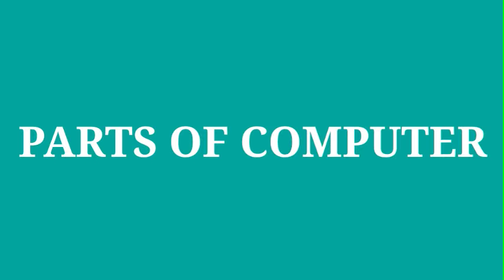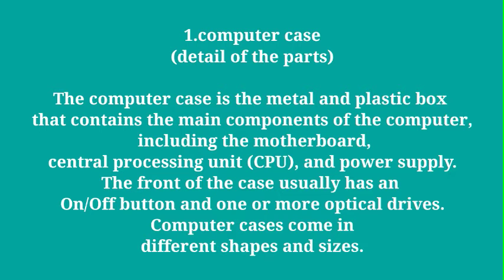Then there are a lot of parts in a computer, like the casing and others. So I'm going to explain them one by one. First, the computer case. Details of the part: the computer case is the metal and plastic box that contains the main components of the computer, including the motherboard, central processing unit, and power supply. The front of the case usually has an on or off button and one or more optical drives. Computer cases come in different shapes and sizes.